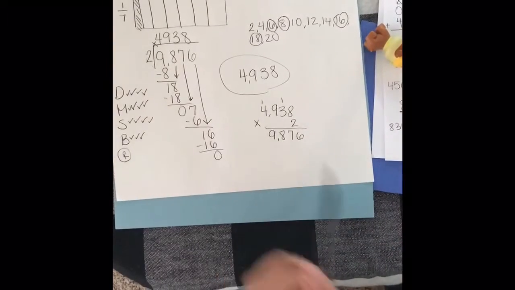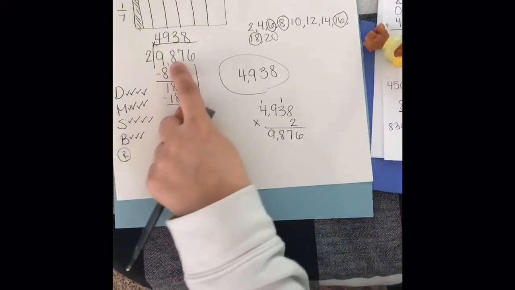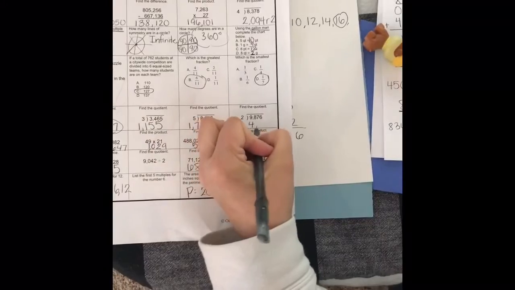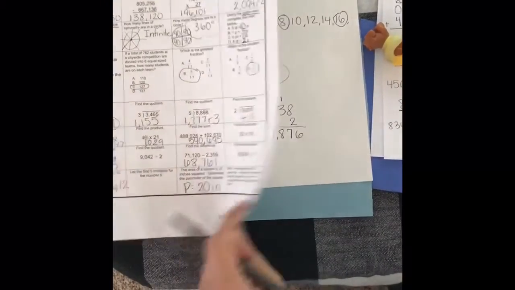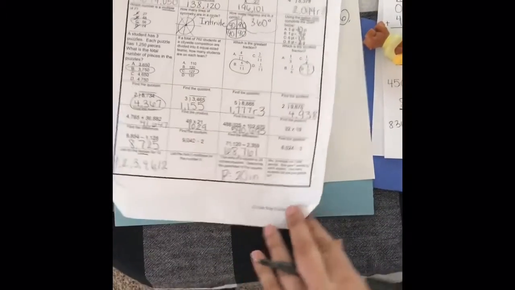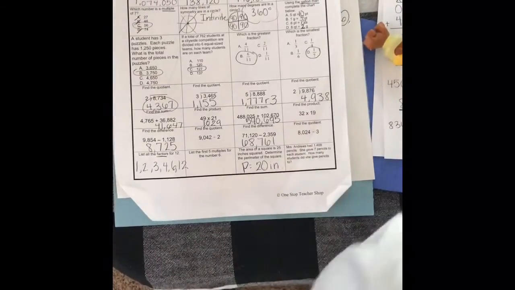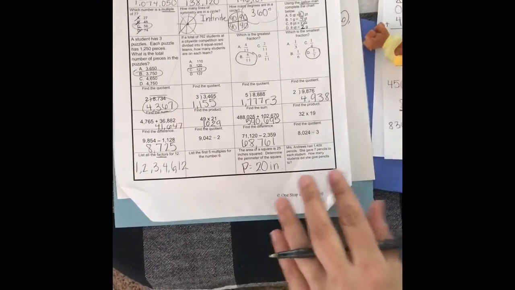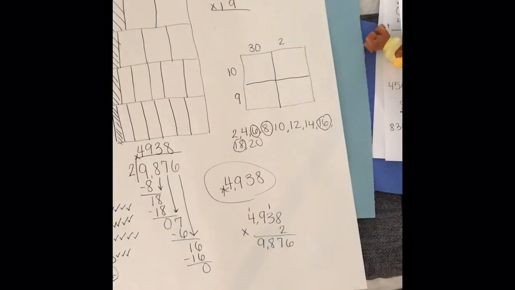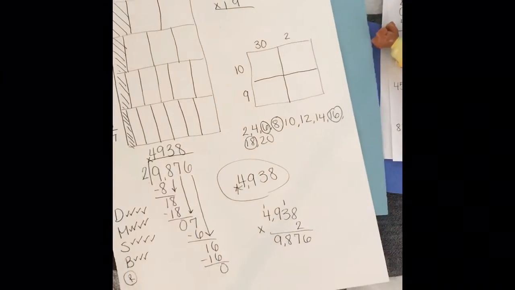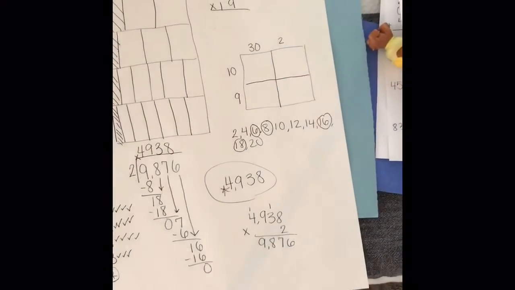So when we used the inverse operation, we were able to get this same dividend, so we know our quotient is correct. So let's go back over here and write our quotient of 4,938. All right, now we're moving on to find the product of 32 and 19. You could do the area model, you could do the standard algorithm. Your choice. I'm going to go through and do the standard algorithm, and then I'll do the area model because I know some of you do one and some of you do the other. That way you can check your work.